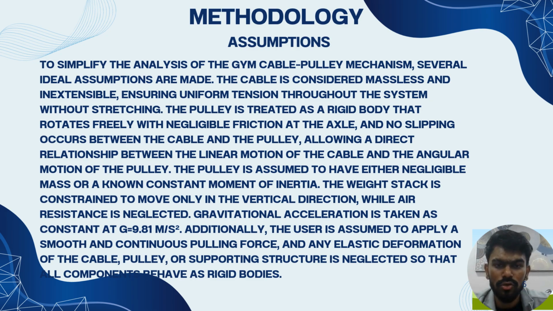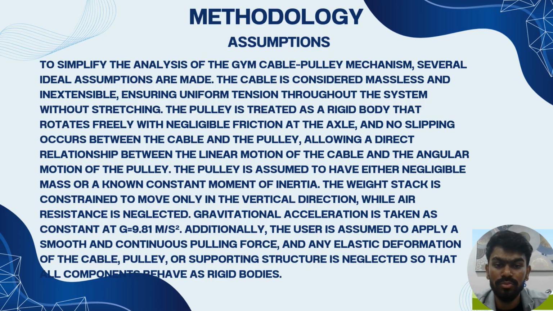Methodology. First, we look at the assumptions. To simplify the analysis of the gym cable pulley mechanism, several ideal assumptions are made. The cable is considered massless and inextensible, ensuring uniform tension throughout the system without stretching. The pulley is treated as a rigid body that rotates freely with negligible friction at the axle, and no slipping occurs between the cable and the pulley, allowing a direct relationship between the linear motion of the cable and the angular motion of the pulley.